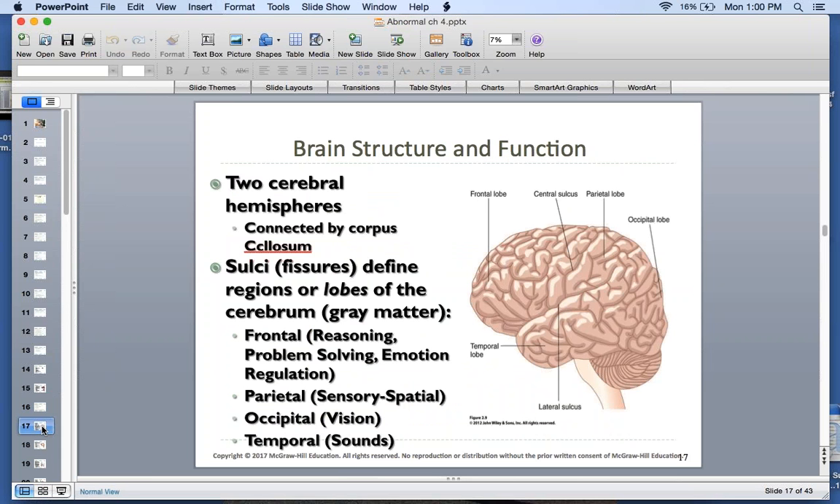I'm going to show you a few pictures of the brain here just to give you some ideas of all the things involved. You don't have to memorize all of these things. So just noting that the brain has two hemispheres. It's connected by something called the corpus callosum. The corpus callosum sends information from one side of the brain to the other side. We will discuss that in a future chapter when we talk about neuropsychological issues. We have these things called sulci or fissures. They're basically the squiggly lines.